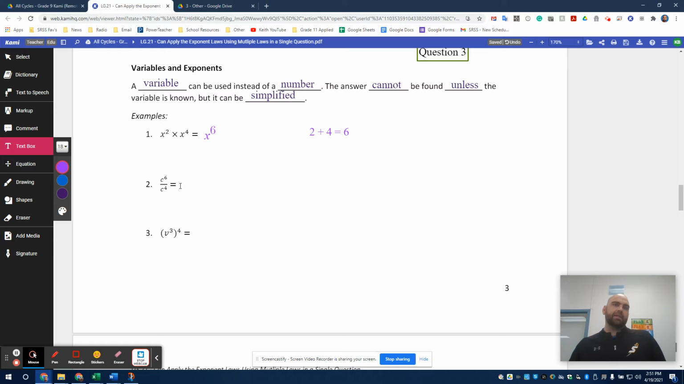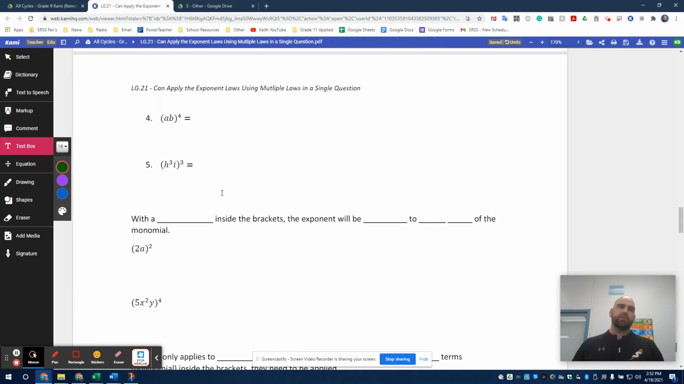We have x squared times x to the power of 4, and so that answer is x to the power of 6. In the same way, when we see dividing, we're going to do exactly like we would with dividing the other ones. Because they have the same base, again, very important, same base, we're going to take the top exponent and subtract the bottom exponent to come up with a new exponent. That is going to give us a new power, where we still have the same base, but now we have a new exponent. So c to the power of 6 divided by c to the power of 4 is the same as c to the power of 2, or c squared.